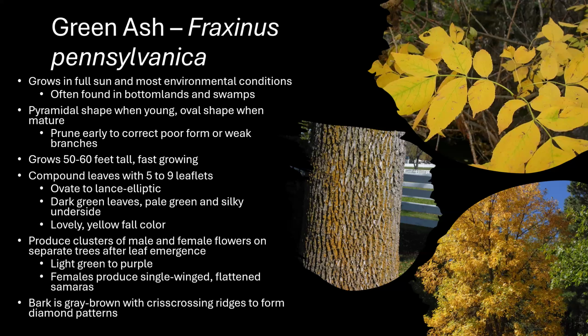When it comes to other distinguishing features with green ash, you can tell based on the bark, especially as it matures. The bark has these crisscrossing ridges that form beautiful diamond patterns. So if you see that gorgeous diamond pattern along with the compound leaves, that is a helpful indicator that this is going to be a green ash tree.